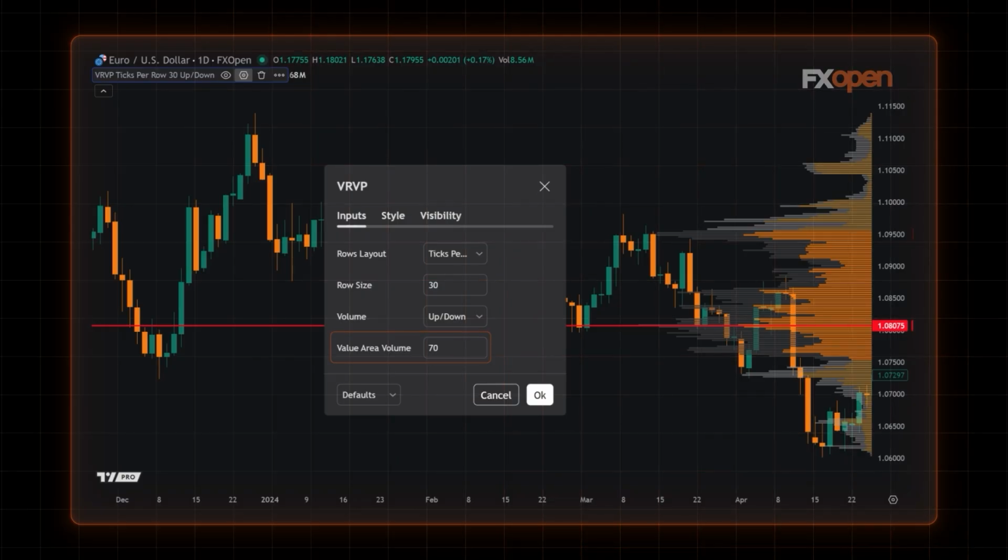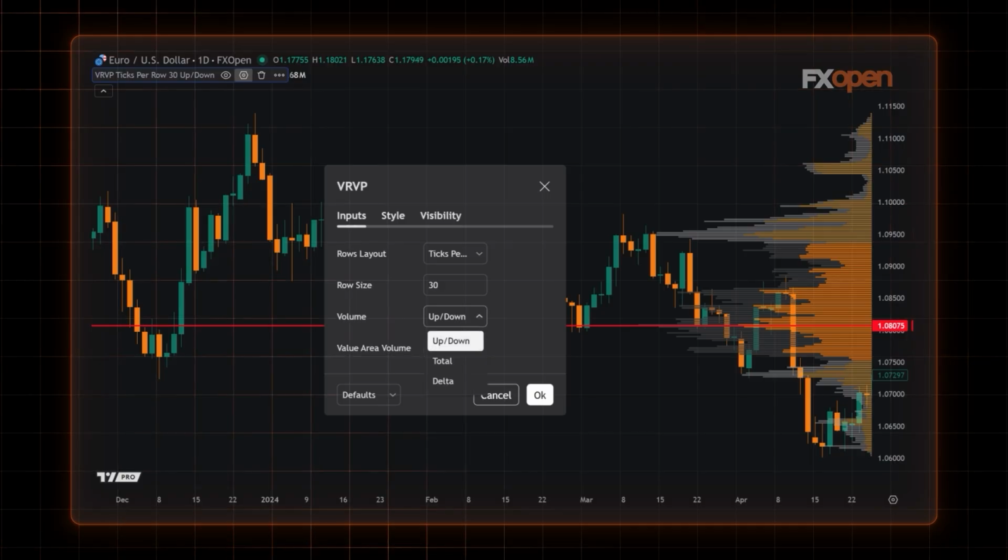Value area percentage determines what portion of the total volume is included in the highlighted value area, typically where most trading activity took place. The standard default is 70%. Increasing it to around 80% includes more volume and widens the area. Reducing it to around 60% focuses only on the highest concentration zones.